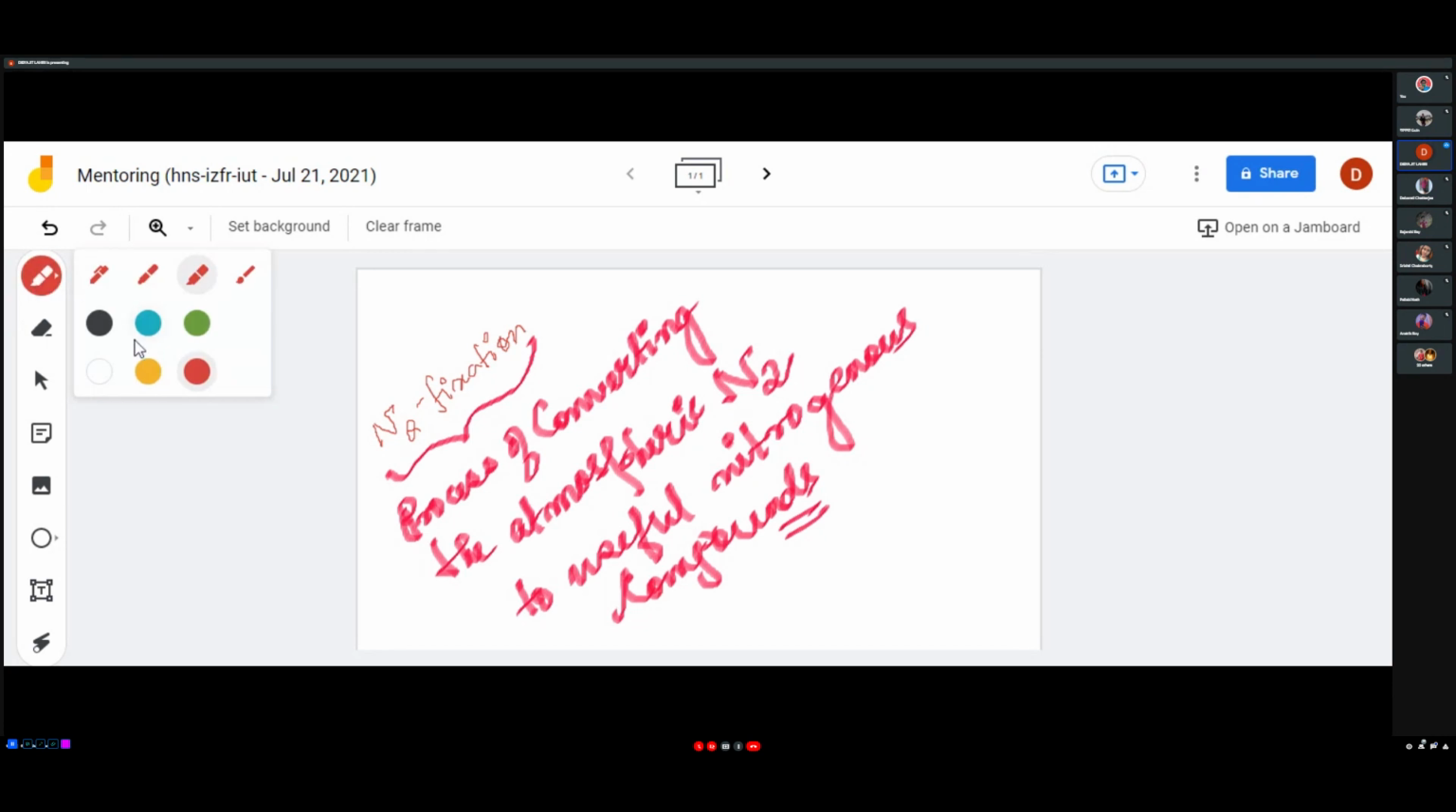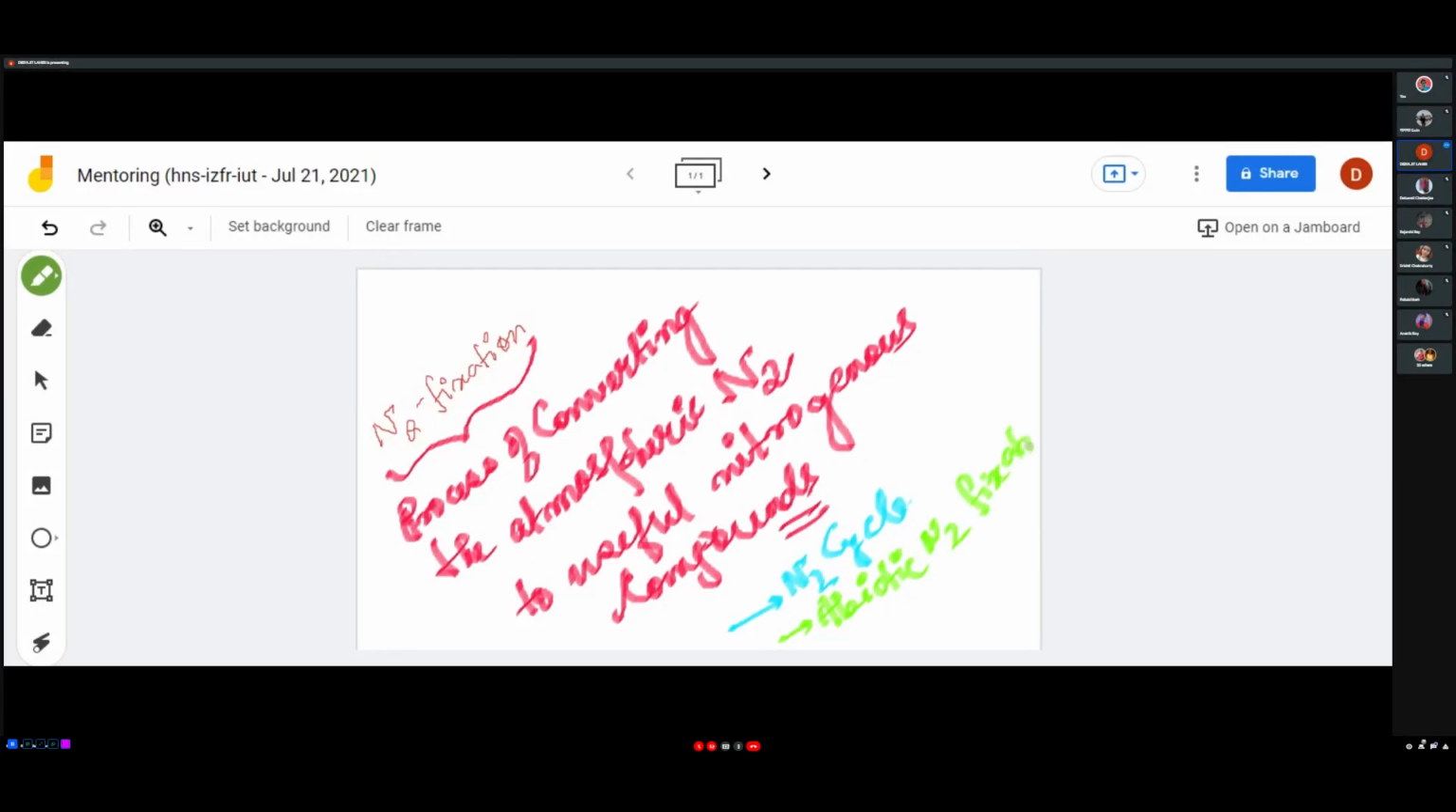Now, this nitrogen fixation comprises of, number one, the nitrogen cycle, abiotic nitrogen fixation, and biological nitrogen fixation. Now, this biological nitrogen fixation can be of two types. It comprises of the biochemistry of nitrogen fixation and genetics of nitrogen fixation. Just write it down.